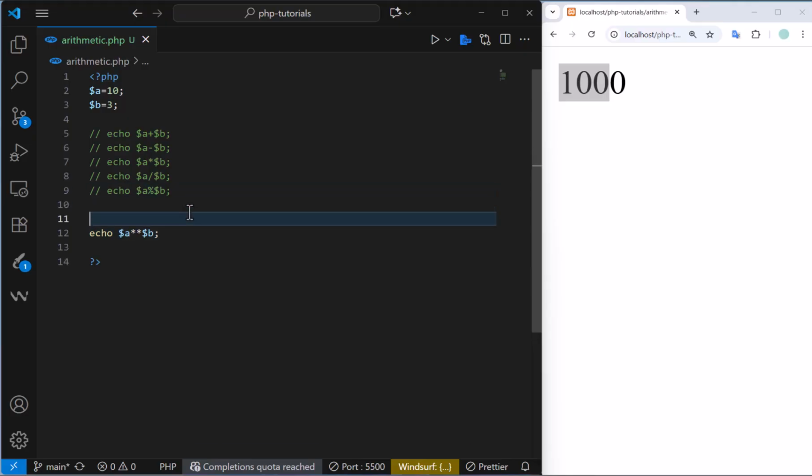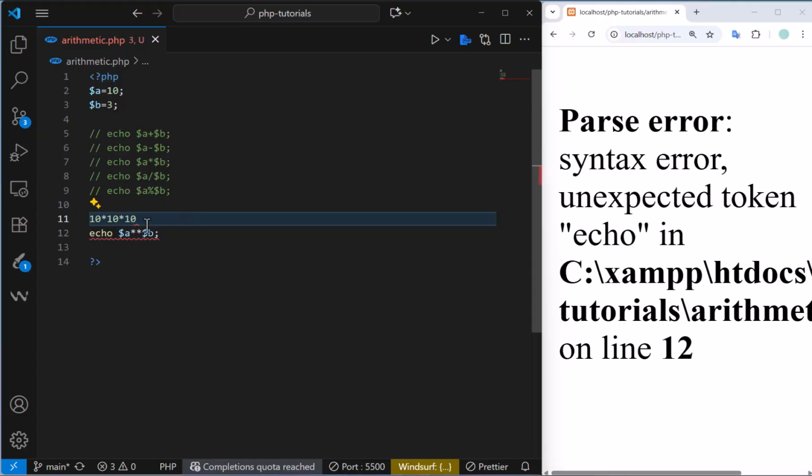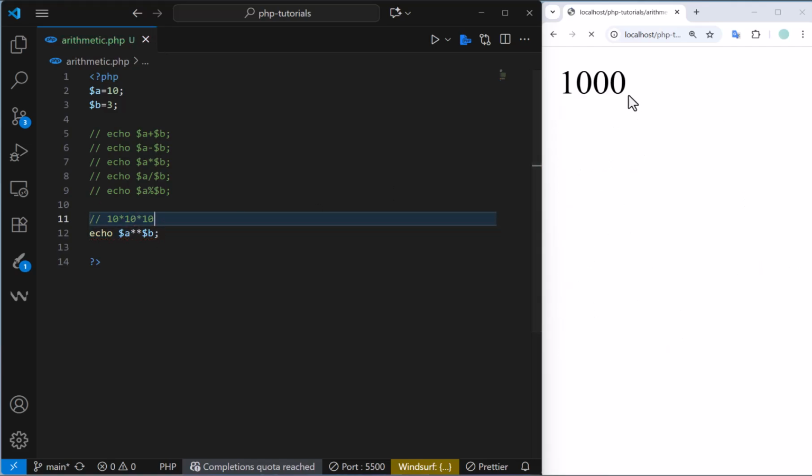it will be like this: 10 times 10 times 10. So 10 times 10 is 100, and 100 times 10 is 1000. That's what we got in here. So if you want to check the power, you will just type double star.